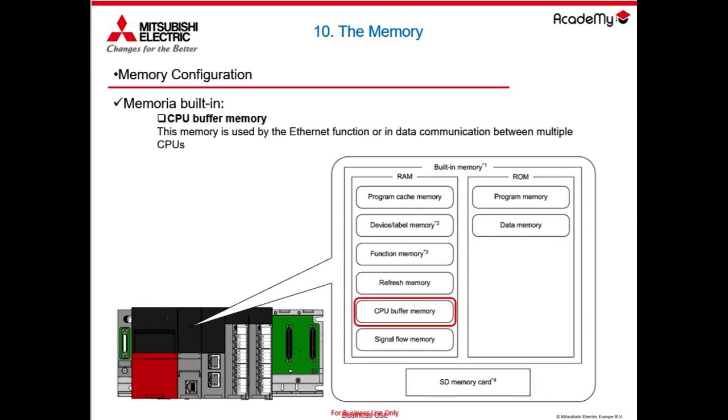CPU buffer memory. This memory is used by the intelligent function or in data communication between multiple CPUs. So just as the smart modules have buffer memory, the CPU also has its own CPU buffer memory, which would be used, for example, to exchange its own information with another CPU on the rack.